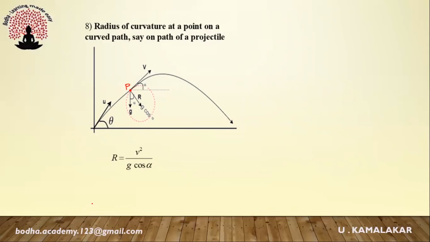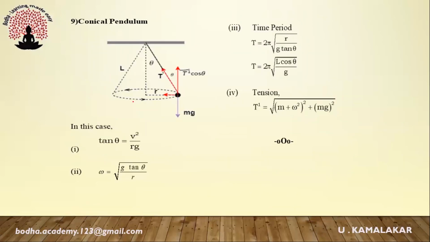Consider a point P on the path of a projectile. At point P, the radius of curvature is given as r equals v square by g cos alpha, where v is the velocity of the particle at that point P and alpha is the angle made by the velocity with the horizontal at that point P.